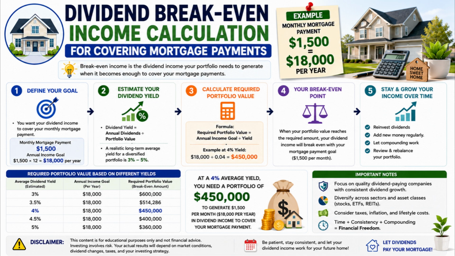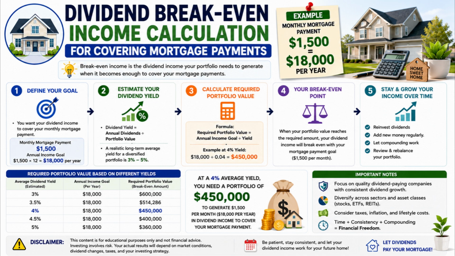After that, we calculate the required portfolio value. The formula is simple. Required portfolio value equals annual income goal divided by dividend yield. For example, if your annual income goal is $18,000 and your average dividend yield is 4%, then you divide $18,000 by 0.04. This gives a required portfolio value of $450,000. Therefore, at a 4% average dividend yield, you would need approximately $450,000 invested to generate $1,500 per month, or $18,000 per year, in dividend income to cover your mortgage payment.